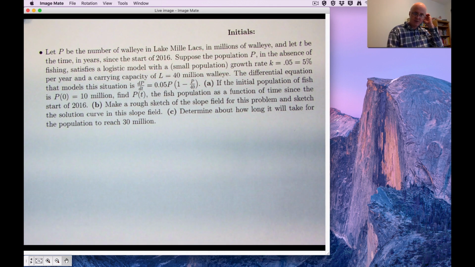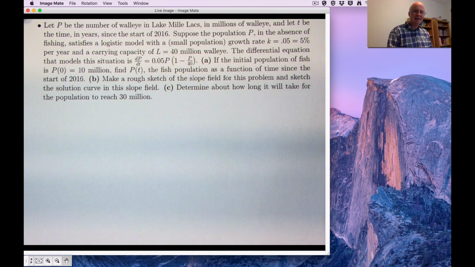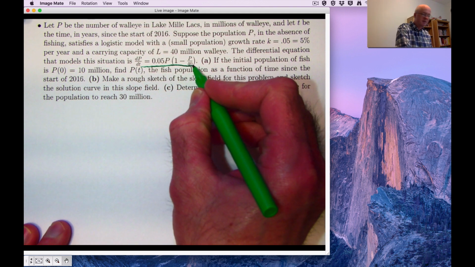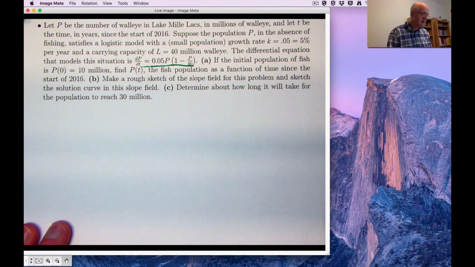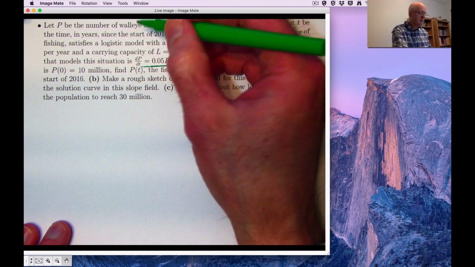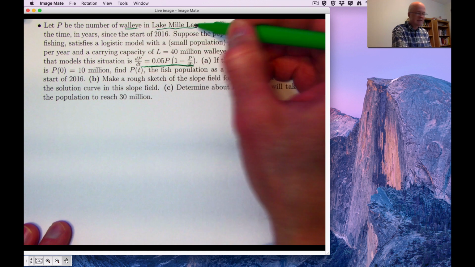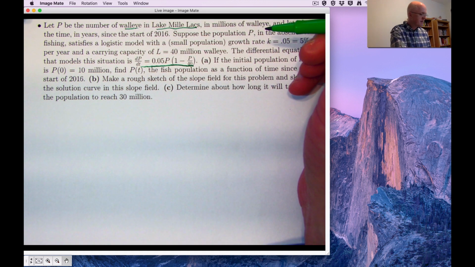Glance over this, you quickly realize it's a logistic growth problem. P is a population growing according to a logistic model. If you learned about differential equations, you've seen this before, most likely. P is the number of walleye, which is a kind of fish if you've never heard of it before. In Lake Mille Lacs, this is a lake in Minnesota. It's probably got a lot of walleye.